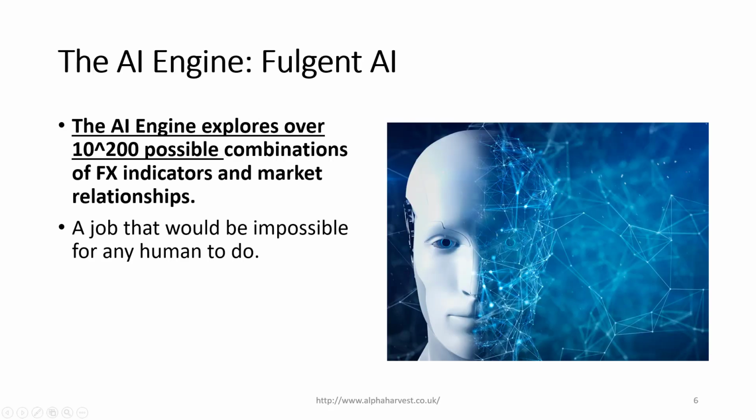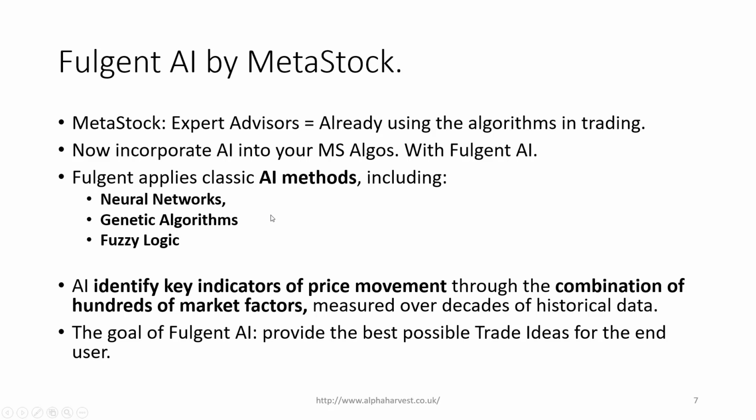Just a brief recap, without going into too much detail, of artificial intelligence trading. The engine explores over 10 to the power of 200 different combinations of FX indicators and market relationships. You can understand that's a job that's literally impossible for a human to do, so we've got software that does all this for you. We use neural networks, genetic algorithms and fuzzy logic to come up with these AI strategies, and the engine sits on the MetaStock platform.